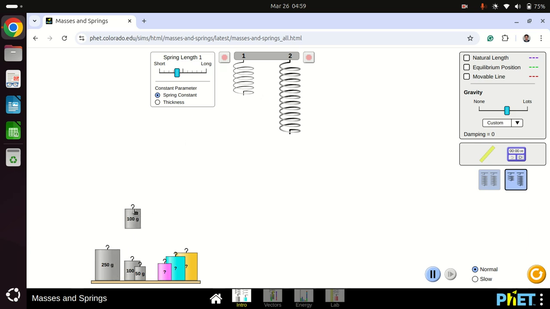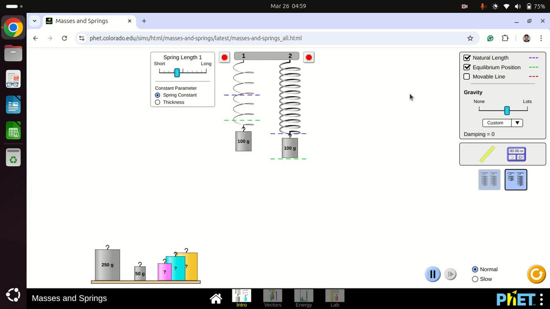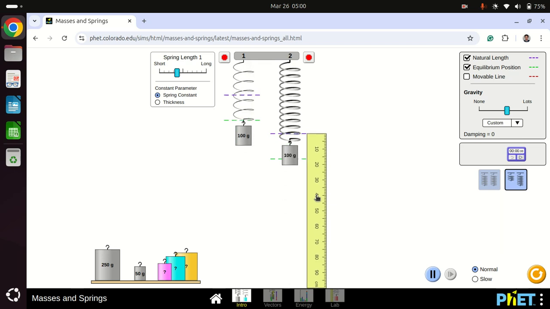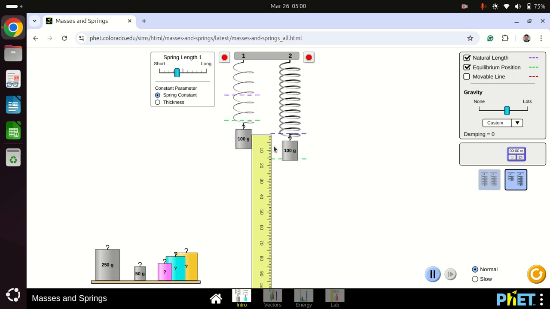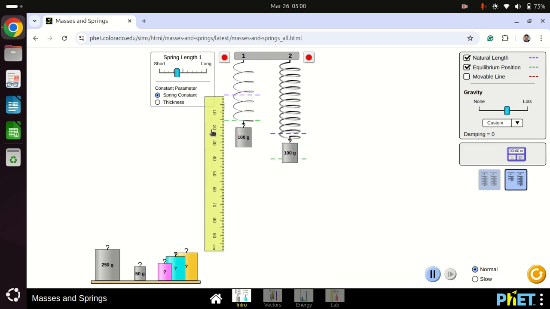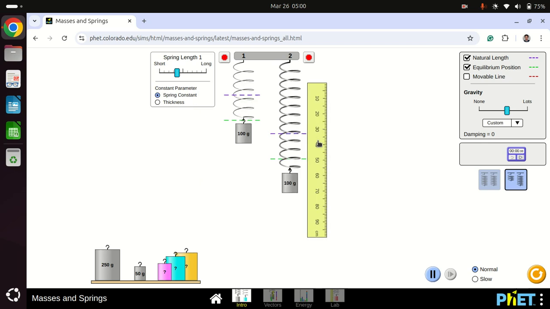So let me add this 100-gram weight to both the springs and let's see. You can see because the spring constant is the same, the extension is also the same. You can check with this scale. Okay, here this extension is 0, this is 15 and here is also 15. So you can see the spring constant or the extension does not depend on the length of the spring.